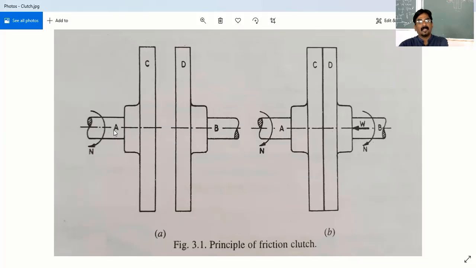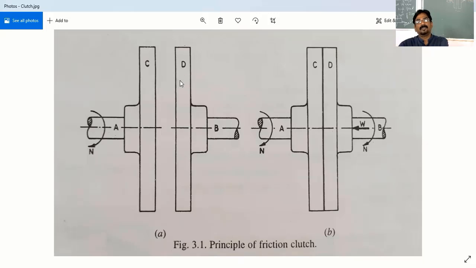Here, A is connected to the engine side. If the engine transmits power to the shaft A, disc C also rotates with the speed of shaft A, because the disc C is connected with the shaft A. Shaft B remains in a resting condition because there is no connection between C and D.